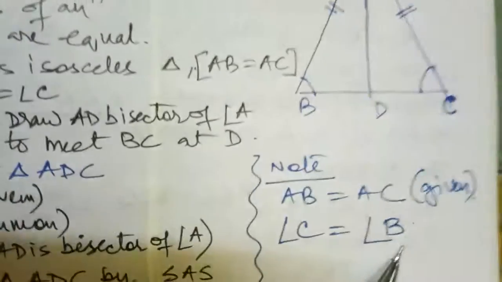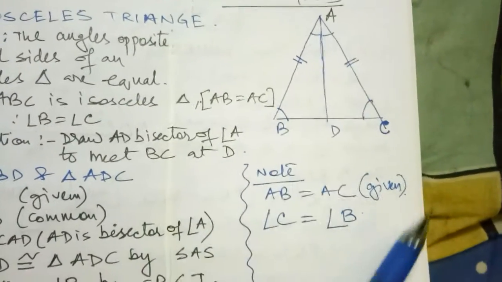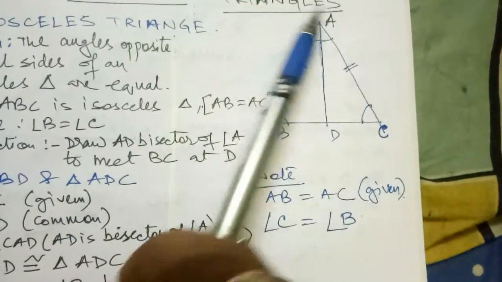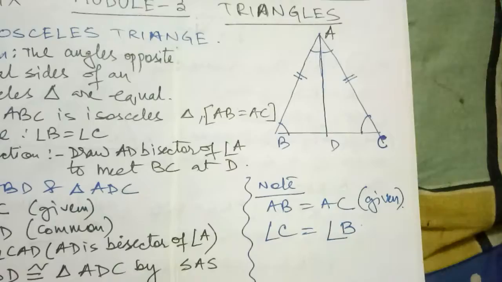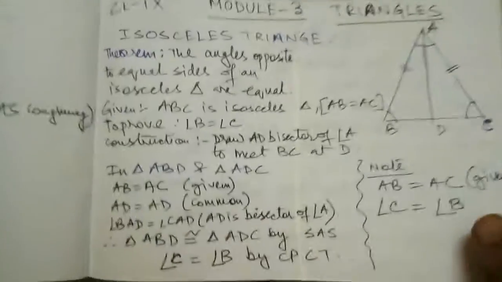One note I've written over here, just to make you understand in short. If AB and AC are given equal, then the opposite angle of AB is angle C, and the opposite angle of AC is angle B. This you need to keep in mind. Okay. Next we go for this theorem only, but the converse one.